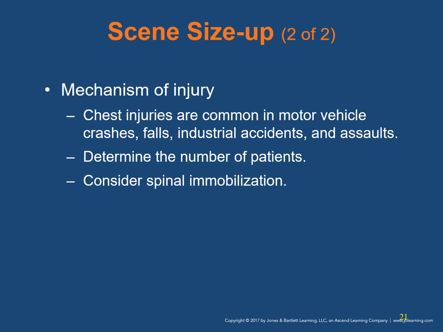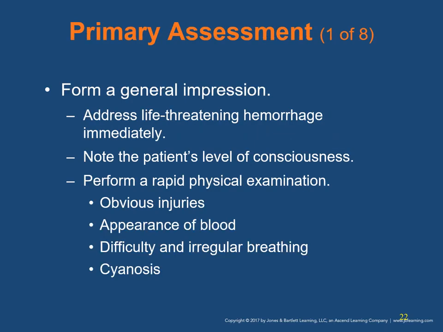Mechanism of injury. Chest injuries are common in motor vehicle crashes, falls, industrial accidents, and assaults. Determine the number of patients and consider spinal stabilization. Primary assessment. Form a general impression. Life-threatening hemorrhage, when present, should be addressed immediately, even before airway concerns. Note the patient's level of consciousness. Perform a rapid physical examination.